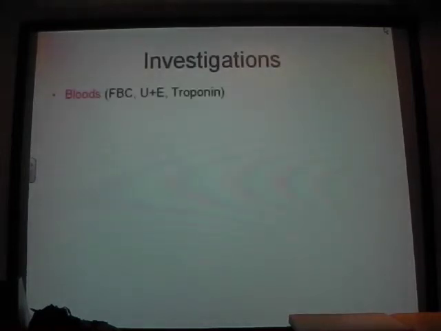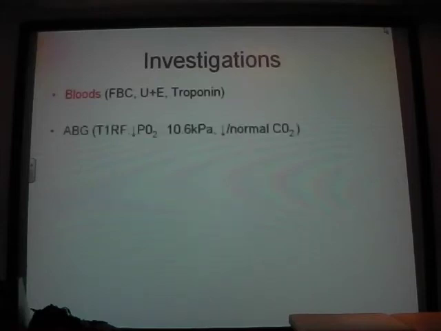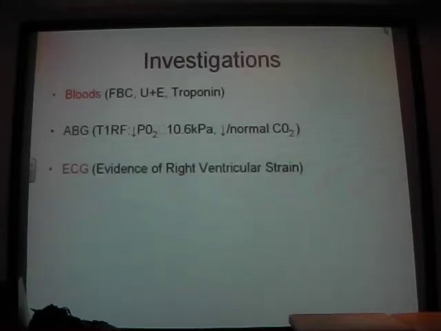Investigation-wise, bloods, I've put troponin on here. It's really more of an exclusion diagnosis than you actually thinking that they've had an MI. And it's just something to remember to do in anyone with chest pain. ABG-wise, usually doesn't really show much. It might be a bit hypoxic, but usually the CO2 is normal. ECG findings, we'll go through that in a minute, but it's anything that shows, like I said, right ventricular strain. Chest x-ray is usually largely normal, but you may get an effusion.